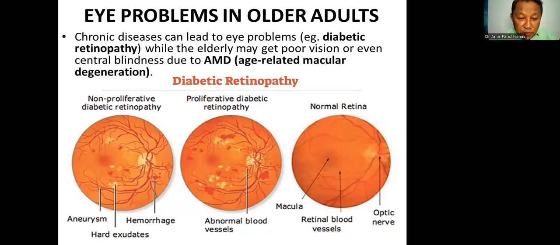Okay, but in the proliferative form, which is worse, there are abnormal blood vessels being formed. Not only the blood vessels are engorged as in the non-proliferative diabetic retinopathy, now new blood vessels are formed in an abnormal pattern, making things worse.